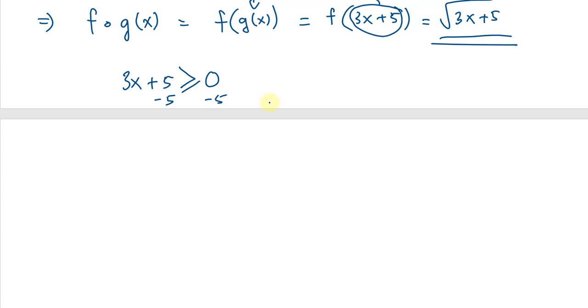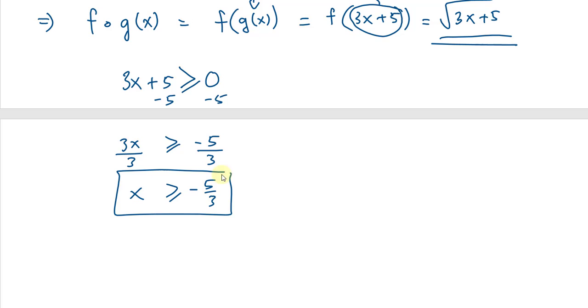Subtracting 5 on both sides, I have 3x bigger than or equal to minus 5. And then dividing by 3, I have x bigger than or equal to minus 5 over 3. And that is the domain of your composite function.